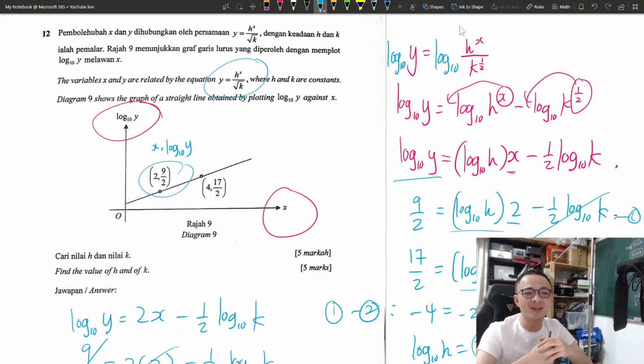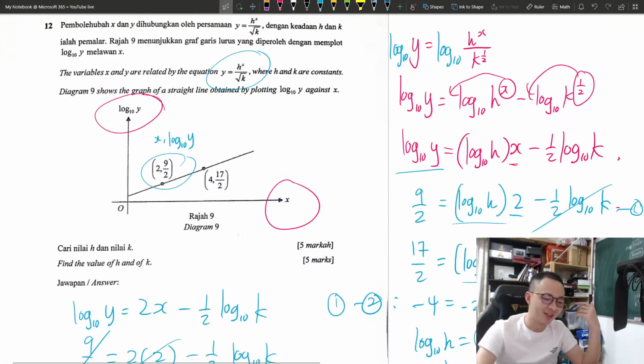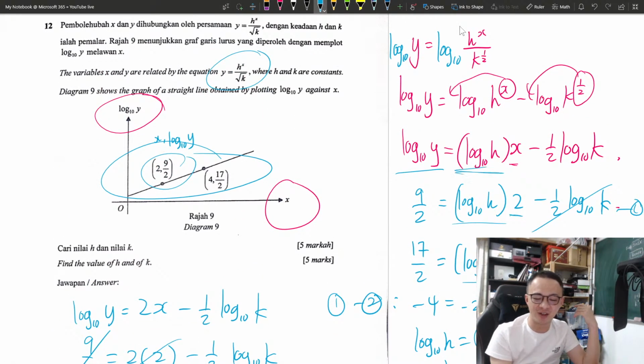So can we find the gradient from the graph? And then, yes, you can. You can find the gradient from the graph and then straight away say the log 10h equals that. I think maybe it's faster than doing substitution like what I did here. Yeah, you can actually find the gradient and then say the log 10h equals that gradient. This might be easier for you guys.